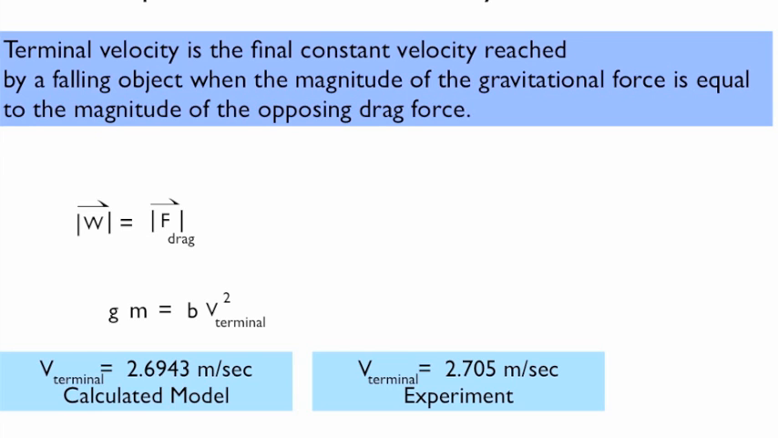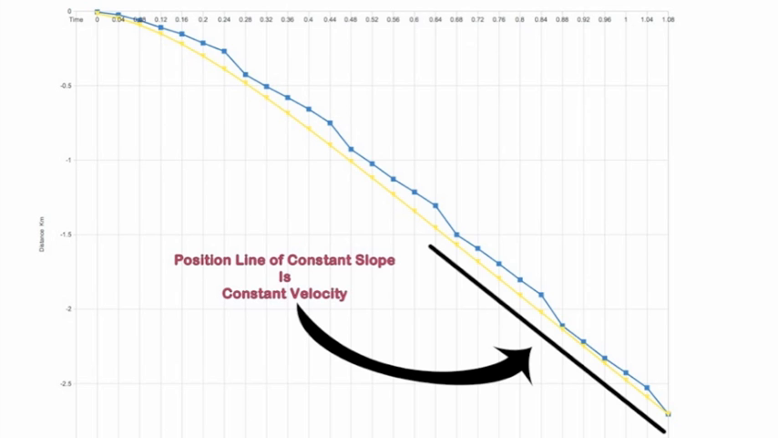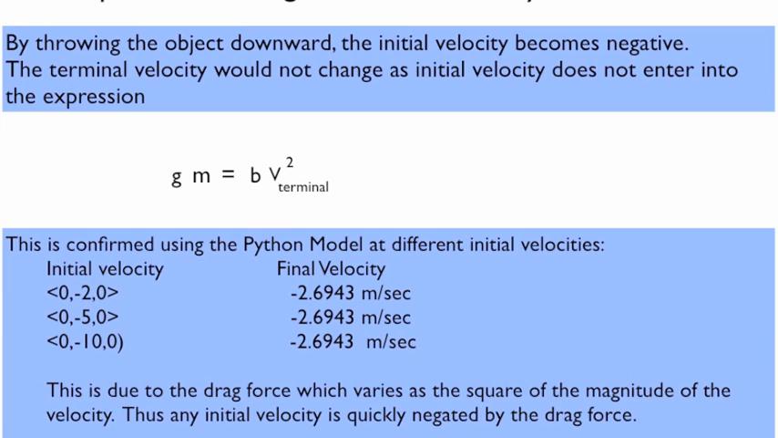The question of negative initial velocity was raised. By throwing an object downward, initial velocity becomes negative. The terminal velocity would not change as this initial velocity does not enter into the expression given below. This is confirmed by using the Python model at different initial velocities.